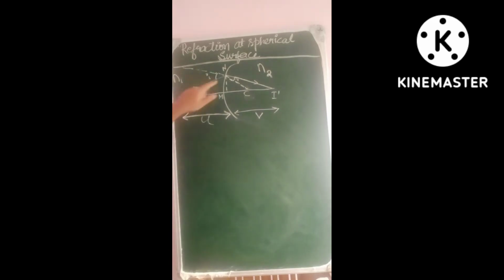In this diagram, MN is the spherical surface. Here, O will be the object and I dash will be the image formed by the object O. U and V will be the object distance and the image distance. Let us consider this distance as R, that is nothing but the radius of curvature, and C is the center of curvature. I is the angle of incidence and R will be the angle of refraction.